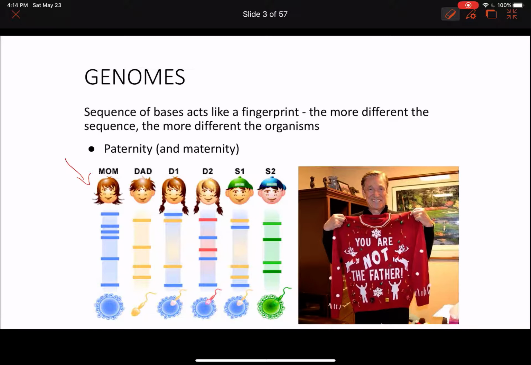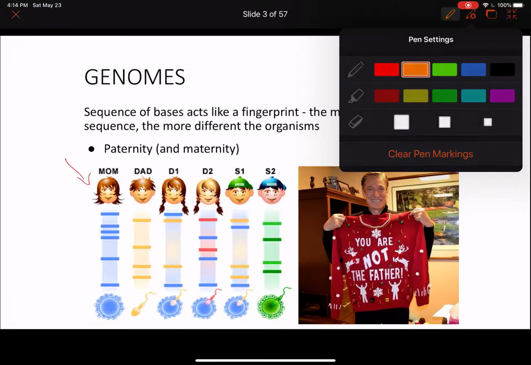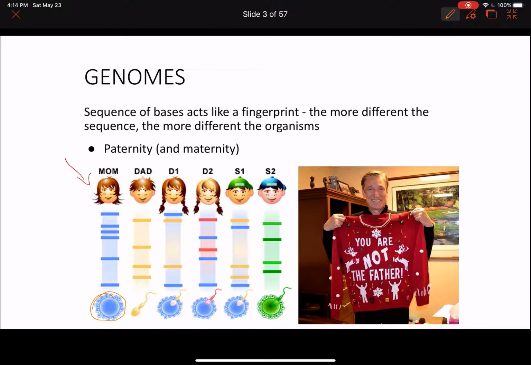And then if we look at dad in this family, he's also going to have a distinct banding pattern. So every single time you run out his DNA in a DNA fingerprinting test, his banding pattern is going to look like that. If this woman and this man had a child together, because the child is the result of an egg from mom and a sperm from dad, the child is only going to be able to have a combination of bands from mom and bands from dad.